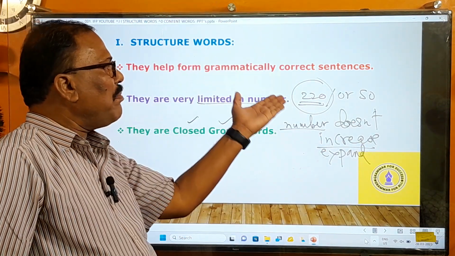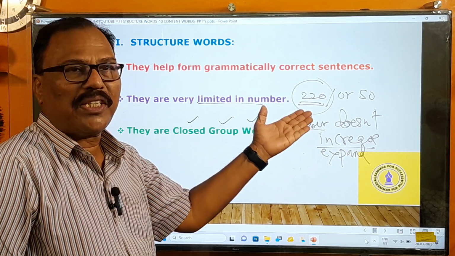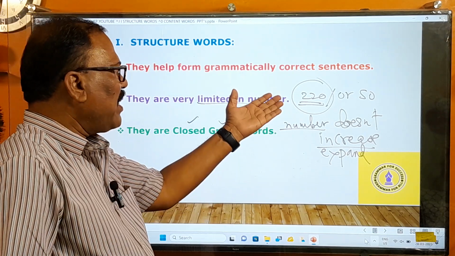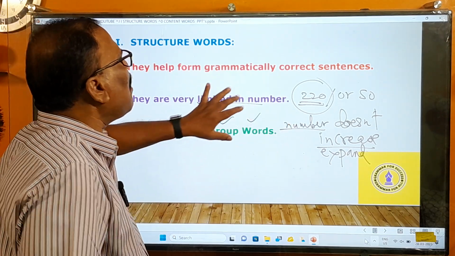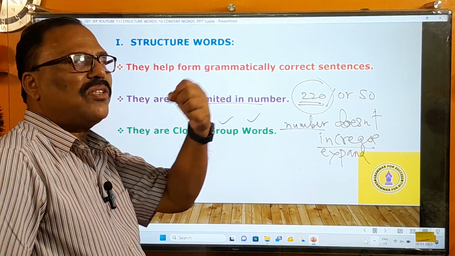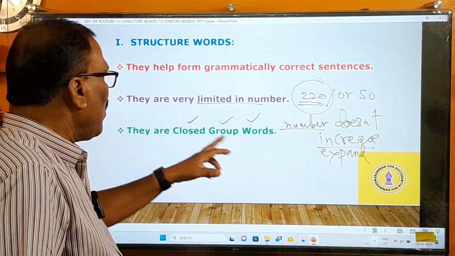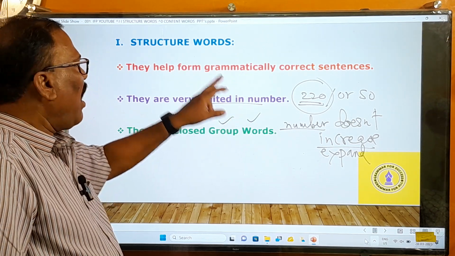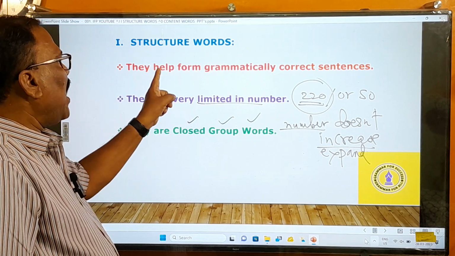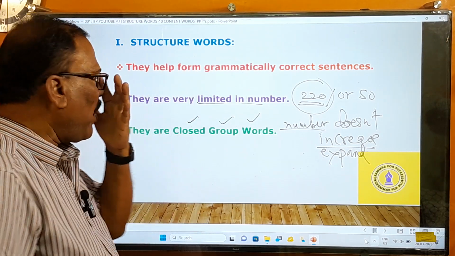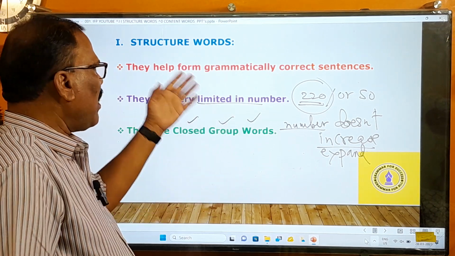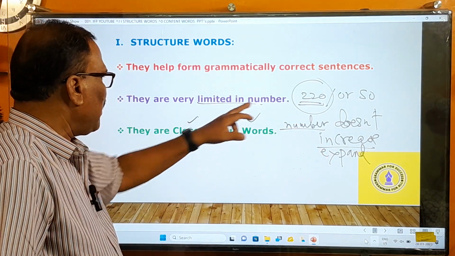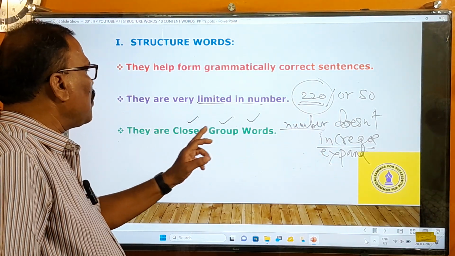From time immemorial, the words were only 220. Even today, they are 220, and even in the future also, you can find them 220 words only. They are limited in number. Their number does not expand, their number does not increase. Therefore, they are called closed group words. Remember another feature of these words, right? So they help form grammatically correct sentences. One point, they are very limited in number. Okay, they help convey information in a right and meaningful way, and they are very limited in number. Third point. Fourth point is they are closed group words.